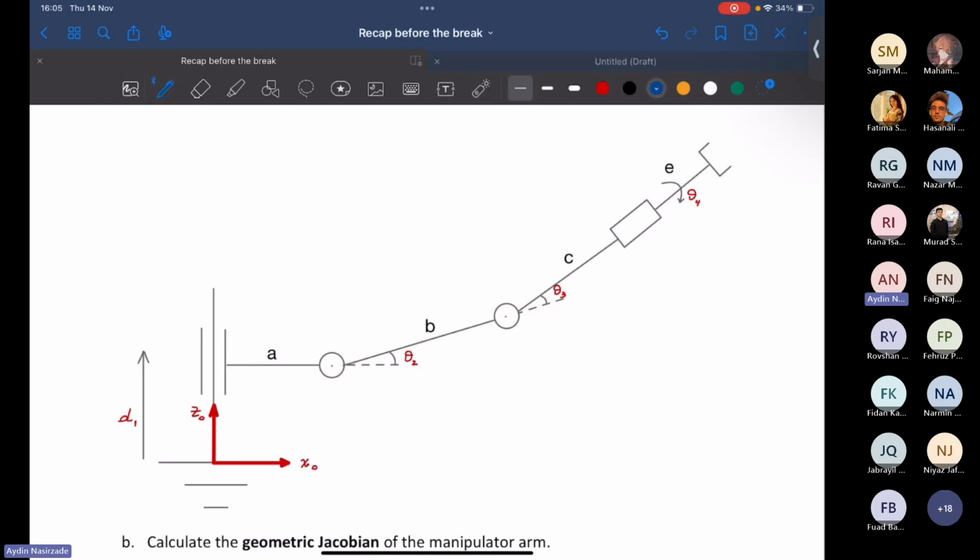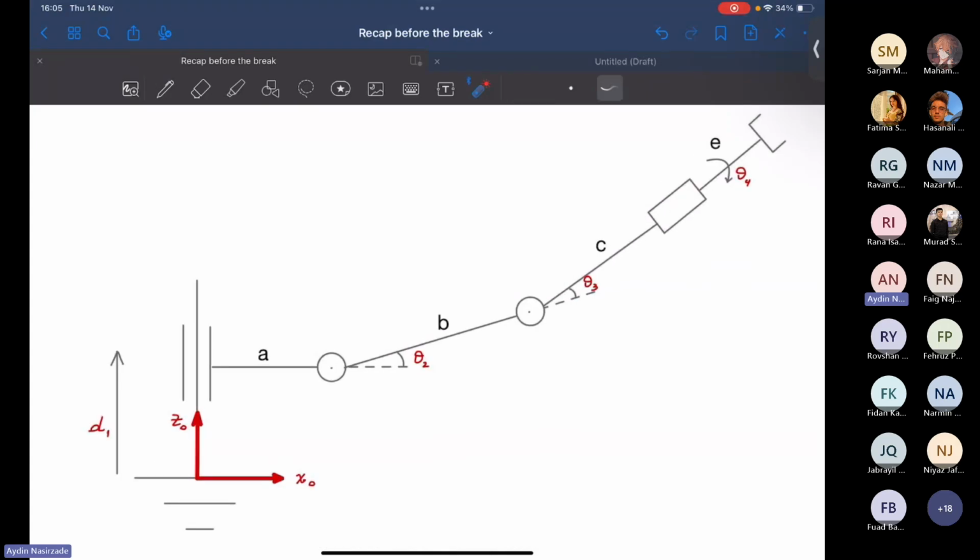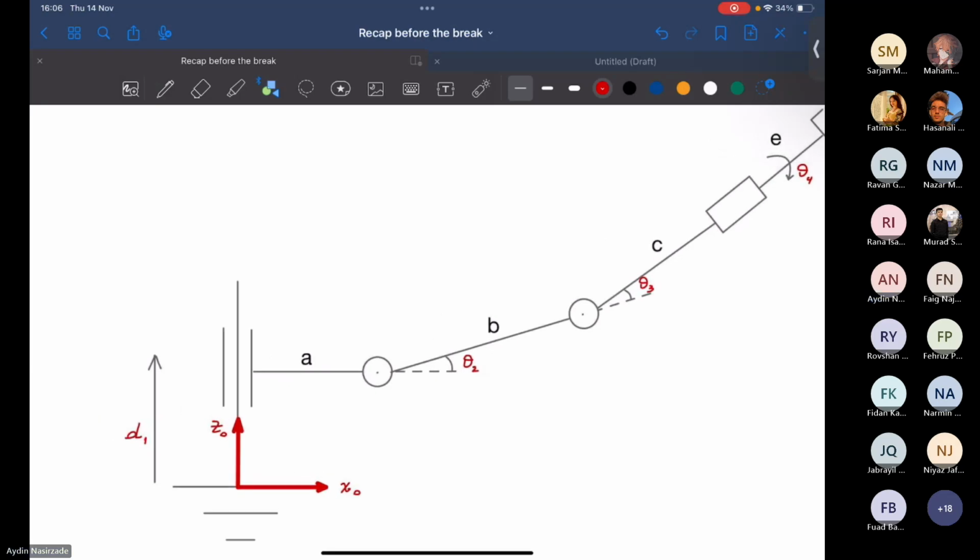Okay, I think it's clear that Z1 is towards us. We usually take it towards us, right? Z1, which is here, is towards us, because it's a revolute joint, and the axis of rotation of this joint is into the plane or out of the plane. And I usually take X1 in this direction. Okay, this is my X1. So I don't need to show the Y1.